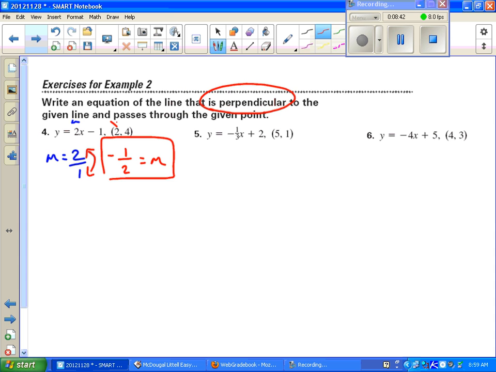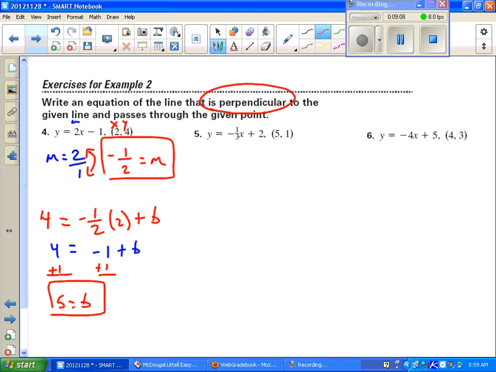This is your x value and your y value, so plug those in to find out our y-intercept. 4 equals -1/2 times 2 plus b. Half of 2 would be 1. Negative times a positive is a negative. So -1 plus b is equal to the same 4 that was still there. Add 1 to both sides. 4 plus 1 is 5, equals b.